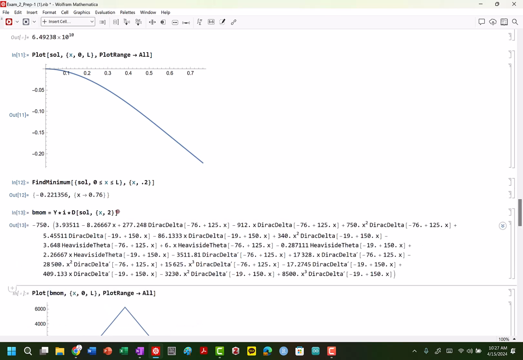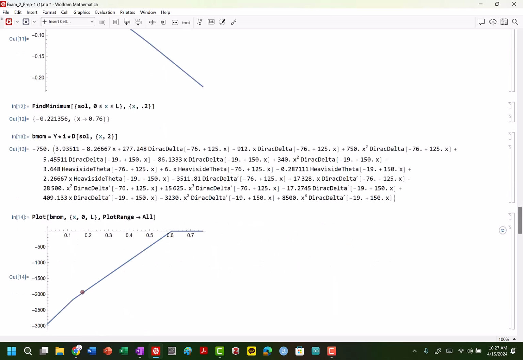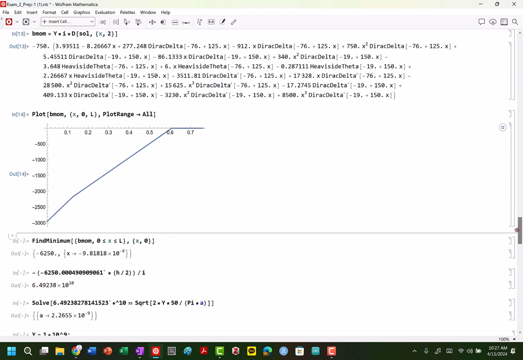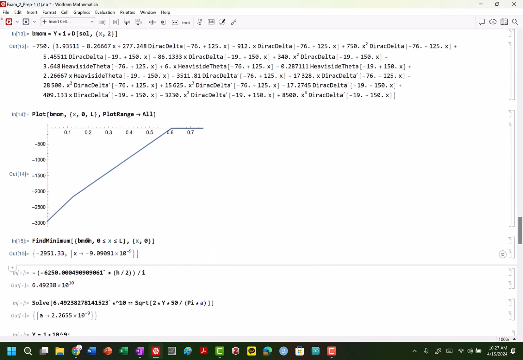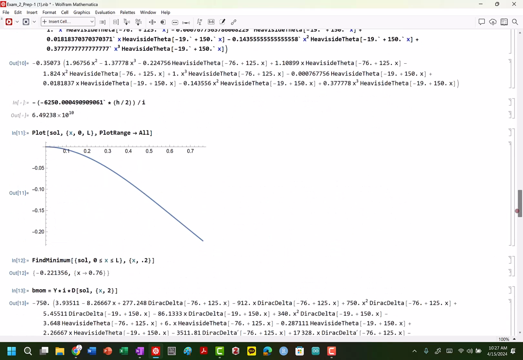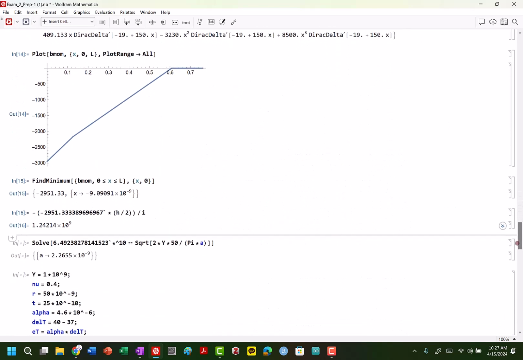And then my bending moment will be here. I can find my minimum as well for my bending moment. Plug that in. Does this make sense? So minus this, at the top of our beam will be in this position, will be in tension. That is true. There we go.